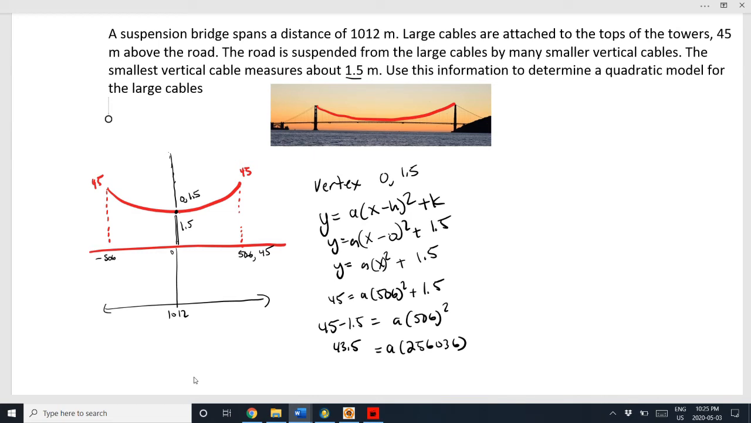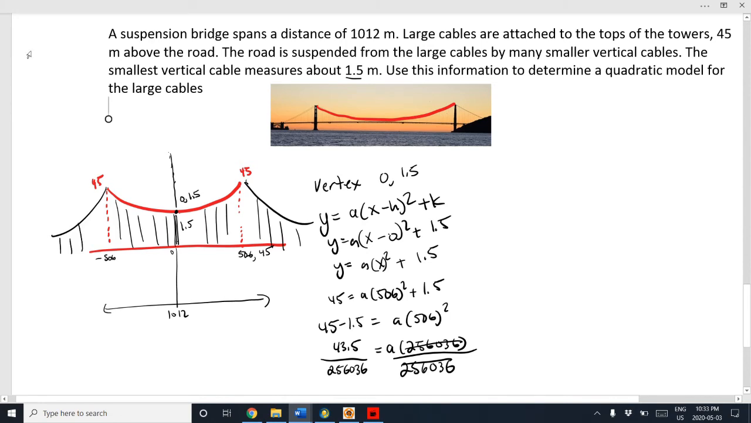Now to solve for a, we just divide both sides by this number here, 256,036. These ones are going to cancel here. So now we have our a value.